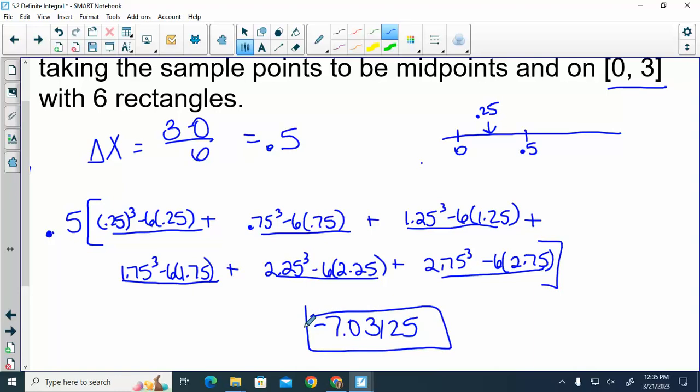What does that mean? Because we're under. Yeah, it's below the axis.